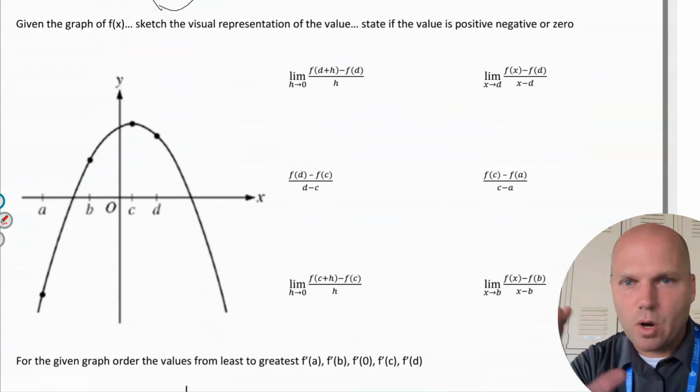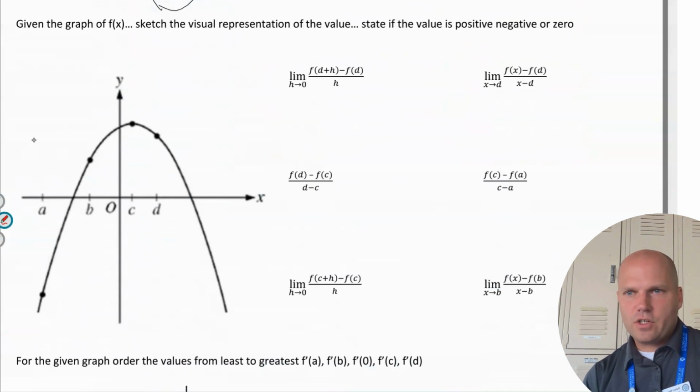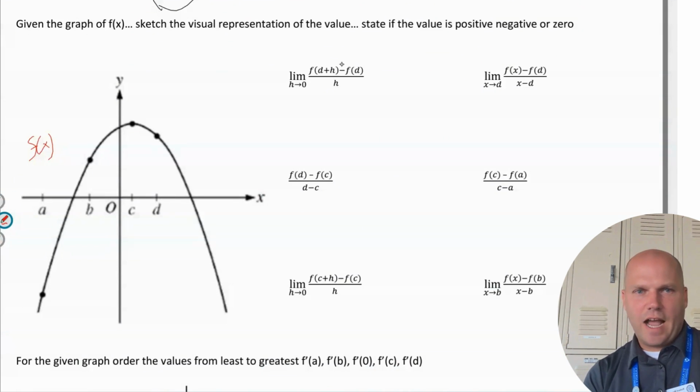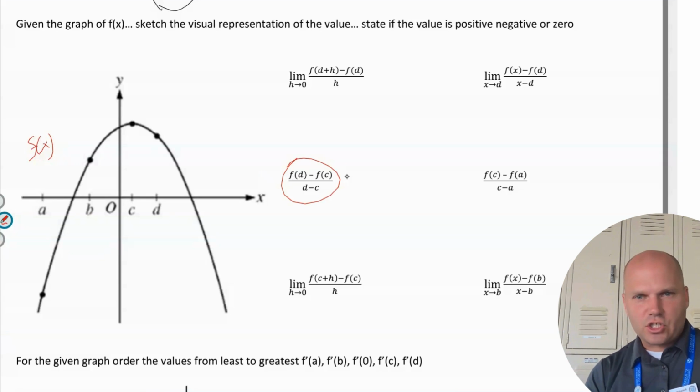This is just making sure you understand those formulas. You'll see questions like this. So here's a function f of x. They're asking what are the values, positive, negative, or 0, for all of these limits? Let's look at this one. There's no limit. It's just slope, y2 minus y1 over x2 minus x1. This actually means the slope between the points C and D. Those values are negative.